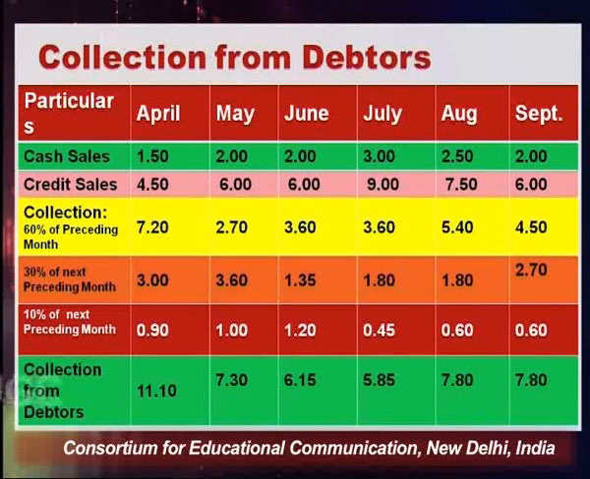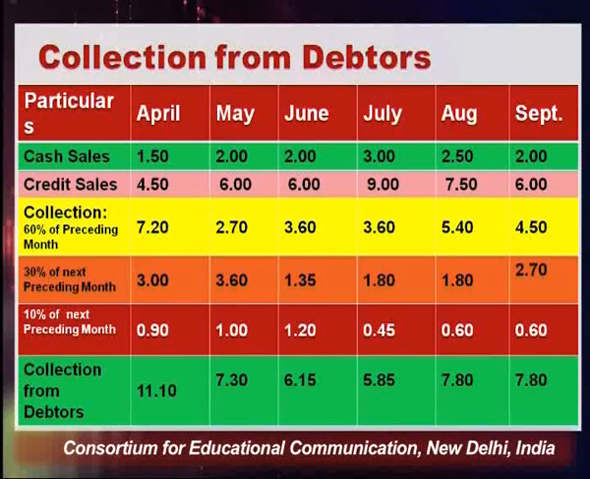So let's start with the month of April. Remember, for the month of April we have to go to the corresponding sales of March, because from March we'll get whatever credit sale is there for the month of March. We'll take the credit sale of that particular month and write 60% of that amount, which comes here to be 7.20, that is 7,20,000 rupees.